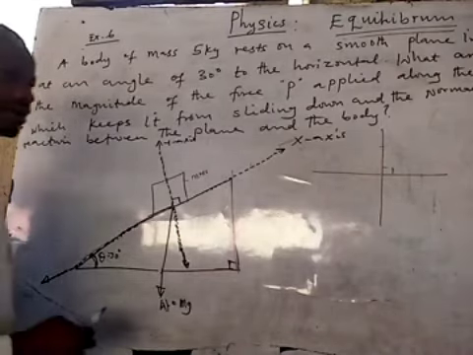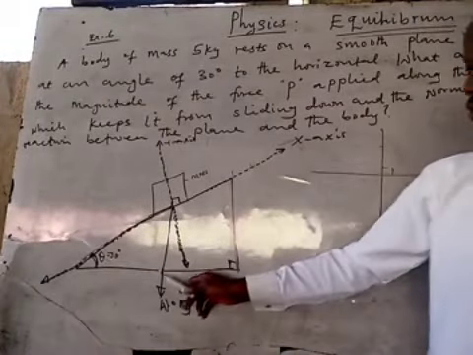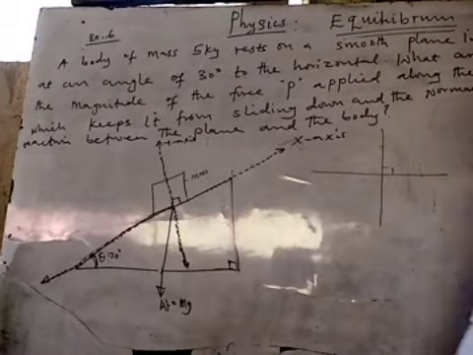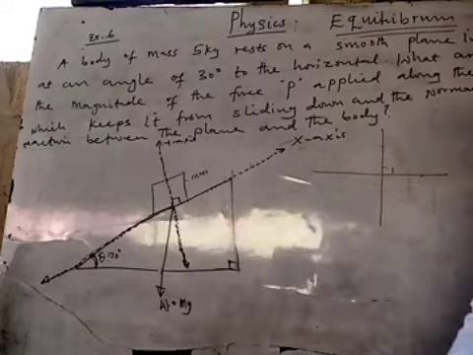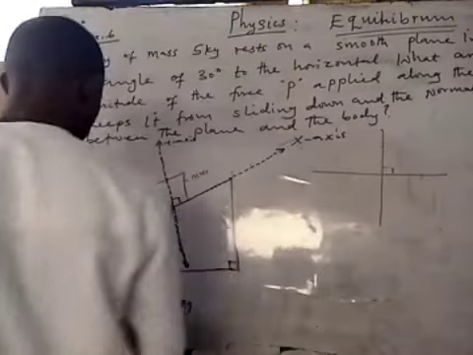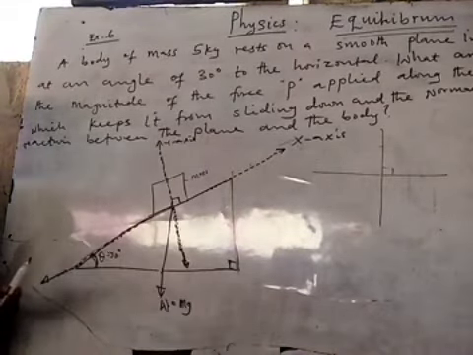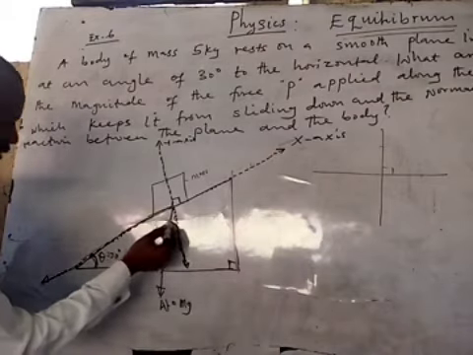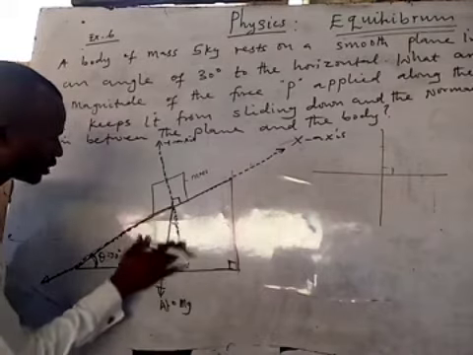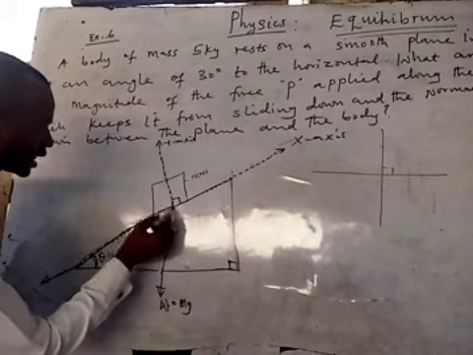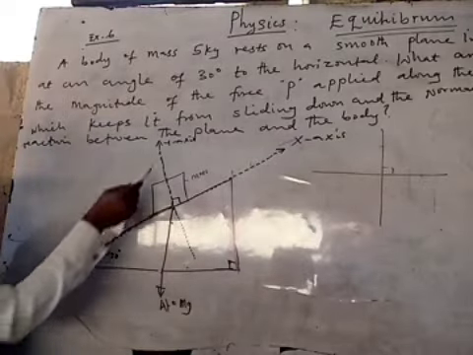The question we ask ourselves is, how can we resolve this weight vertically and horizontally? Very simple. Observe something. If this angle here is 30 degrees, I want you to also agree with me that this angle here will also be equal to 30 degrees. I have to draw this diagram very well. This is how to produce this. Okay, that's a thin line.